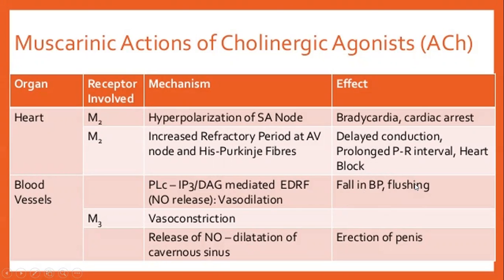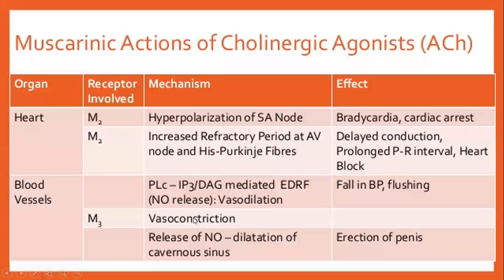Flushing means redness because of the vasodilation. Vasodilation means what? The blood flow within the blood vessel increases because the lumen of the blood vessel increases, and then the blood flow also somewhat increases. In some cases, vasoconstriction also occurs. When vasoconstriction occurs, note down the condition. Acetylcholine action on blood vessels is vasodilation in normal healthy individuals, normal people. But in some cases, a vasoconstriction effect is also produced.